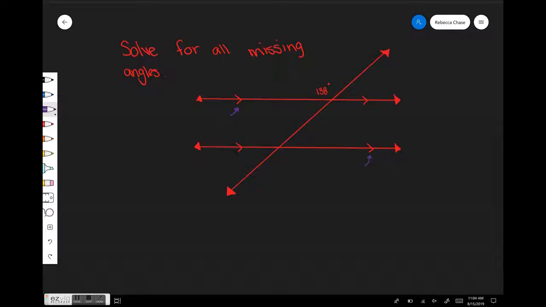Okay, so we know for a fact that they're parallel, and it's going to give you one angle, and it's going to say solve for all of the other angles. So we've got to solve where all of these question marks are, which seems like a lot since they only give you one, right? And there's multiple ways that you can do this.